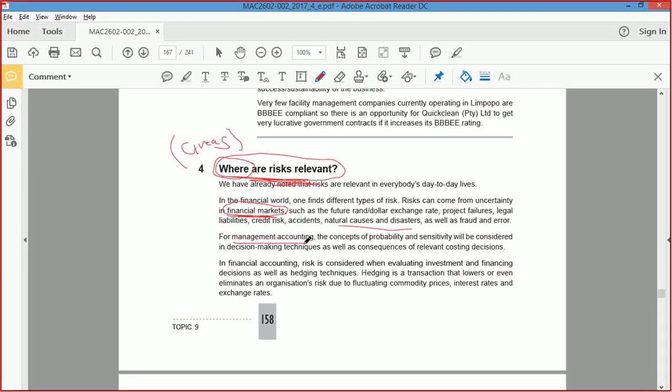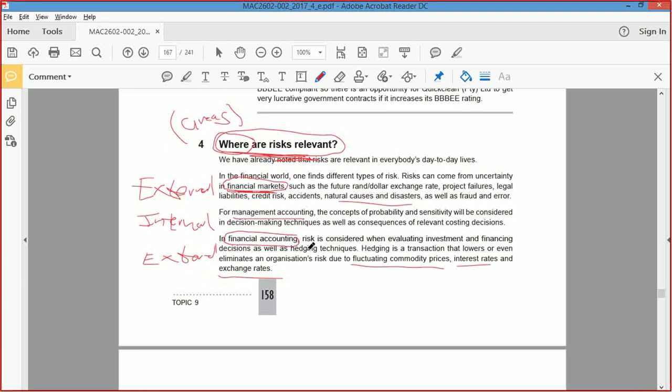Okay, management accounting is internal. So financial would be external risks. Management would be internal risks. Okay, so can the manager steal from the business? Yes, possibly. Could there be accounting risk? Yes. Fluctuating commodity prices, interest rates, exchange rates, there's a risk. That would be more external than internal though. So risks are everywhere.